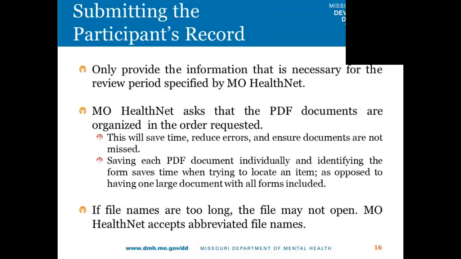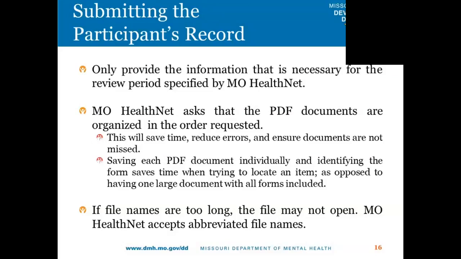The next two slides contain very helpful tips for submitting a complete and well-organized participant record for MHD to review. Please only provide the information that is necessary for the review period specified by MoHealthNet. This will include the previous level of care, the previous individual support plan, any ISP amendments, and the Medicaid Waiver, Provider, and Services Choice Statements that would cross over the specified fiscal year.